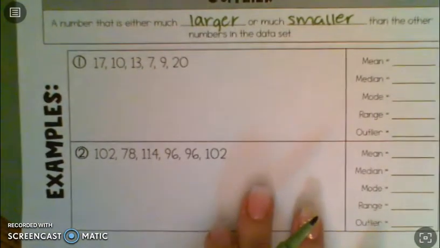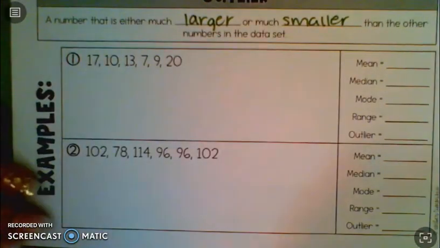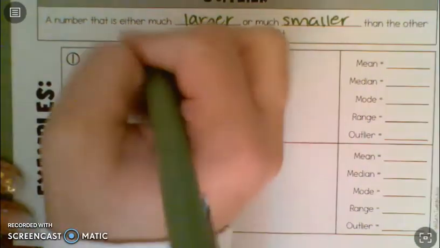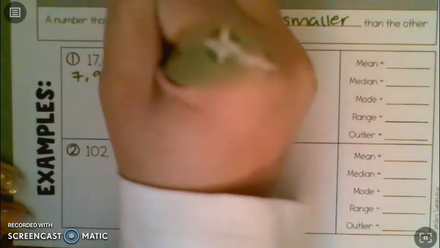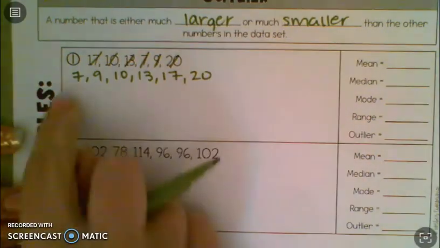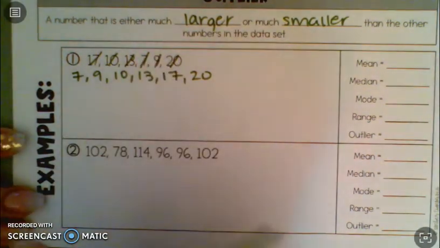Okay, so let's try one. The first thing I'm going to do is order it from least to greatest. So 7, 9, 10, 13, 17, 20. And as I do that, I always cross the numbers out to make sure I didn't miss one.